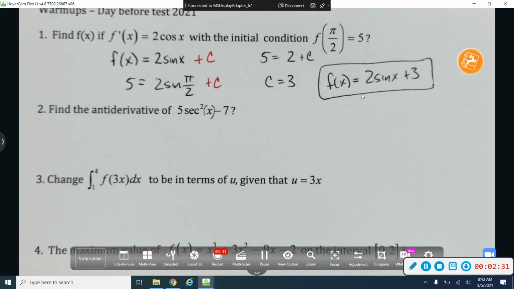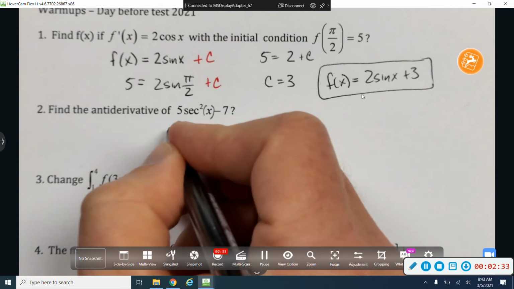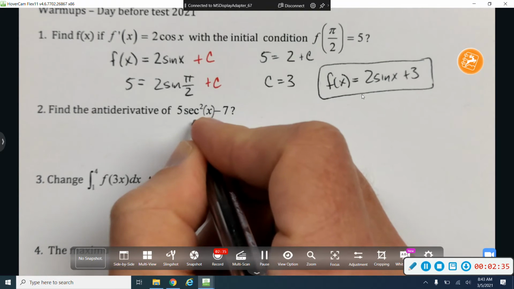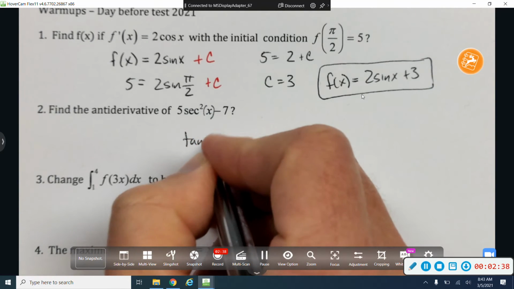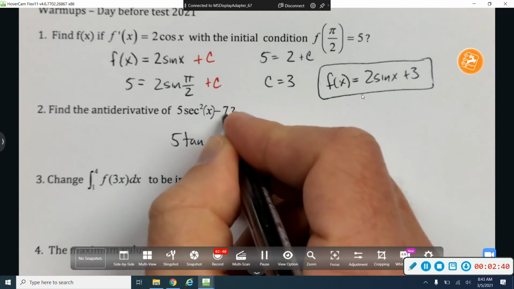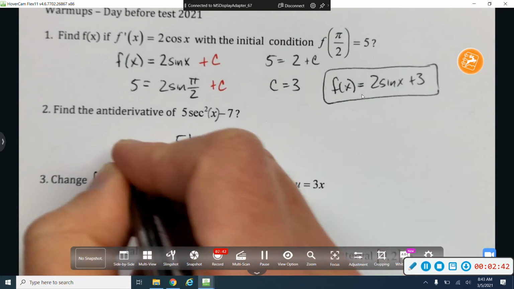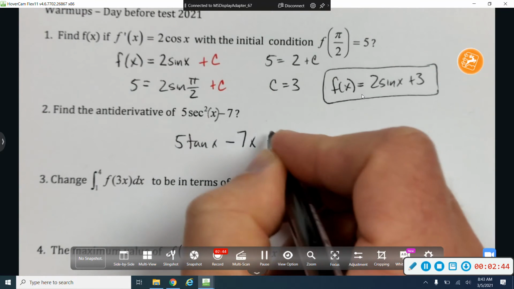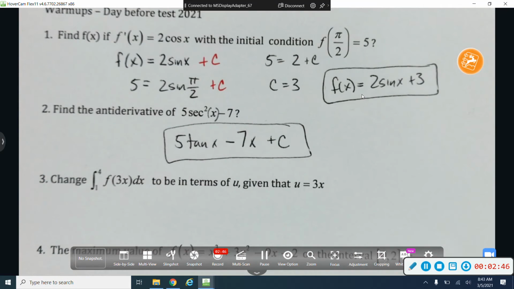Number 2, find the antiderivative. So go backwards again. Well, the underivative of secant squared is tangent, and the underivative of 7 would be 7x, and then plus c. It didn't really ask us to do anything else, so that's all we can do with that one.